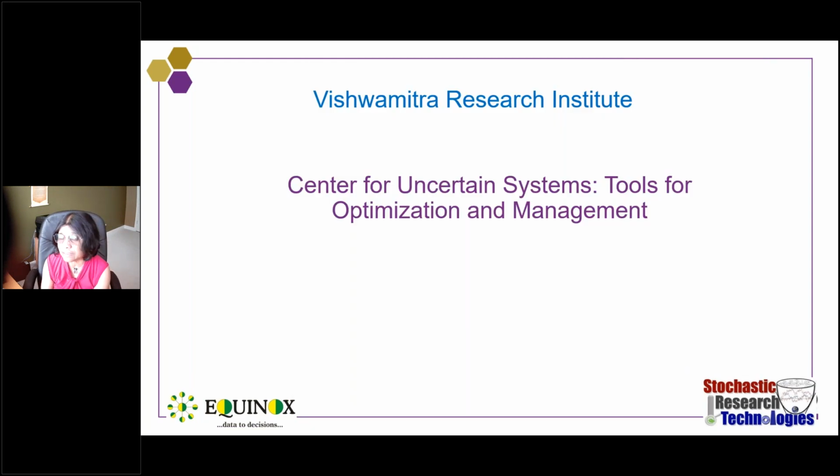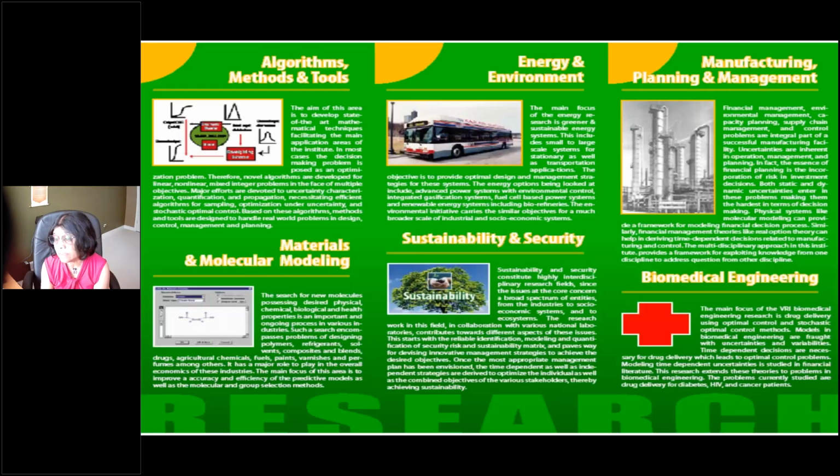That's why I started the Center for Uncertain Systems, Tools for Optimization and Management, and Vishwamitra Research Institute. It's a non-profit research organization. I have postdoctoral fellows in Vishwamitra Research Institute, PhD students in the university, and we carry out research in various areas, algorithms, methods, and tools, mostly related to decision-making, optimization, control, and related to uncertainty as well as without uncertainty. As a chemical engineer, I also work in materials and molecular modeling. Energy, environment, and sustainability is one area where most of the research funding is, and it goes from traditional energy to renewable energy, as well as some of the environmentally benign processes, basically design, optimization, and control.